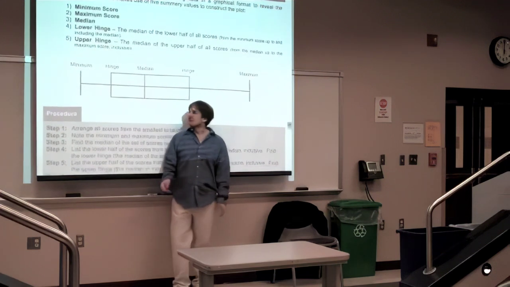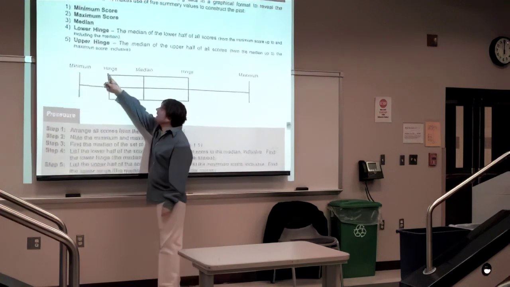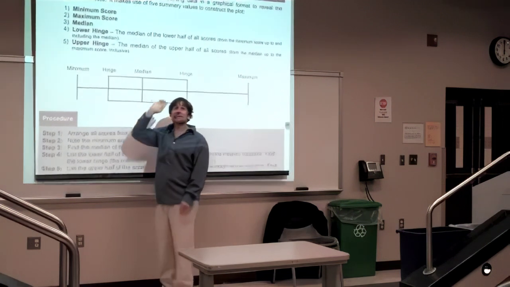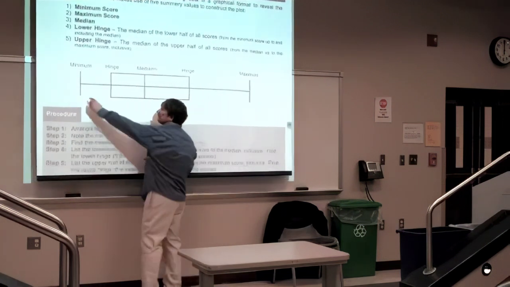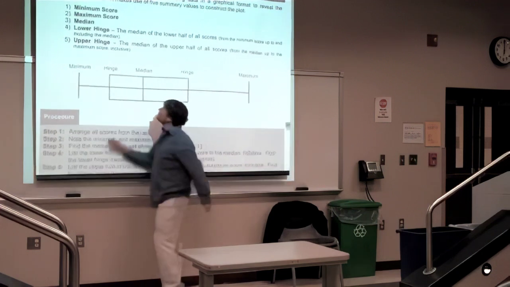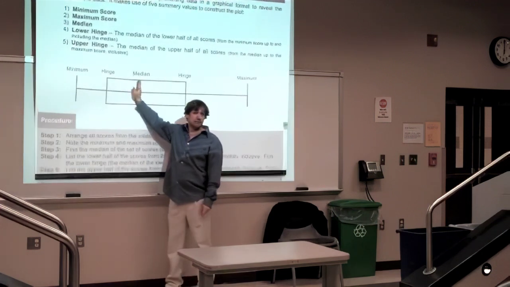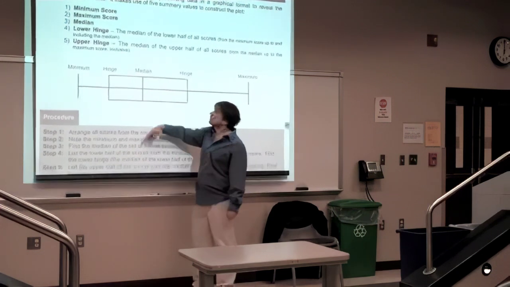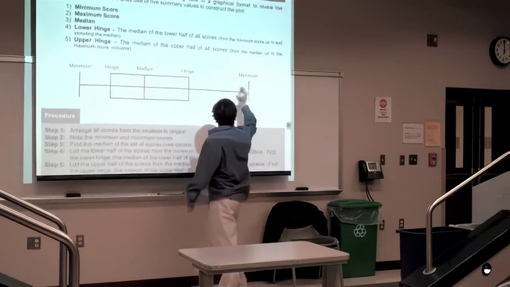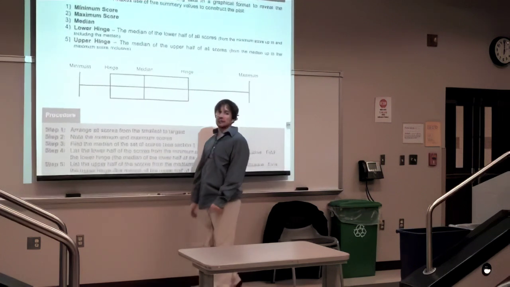Now the hinges. This is the lower hinge. It is the median between the minimum number and the median. The upper hinge is the median between the median and the maximum number.